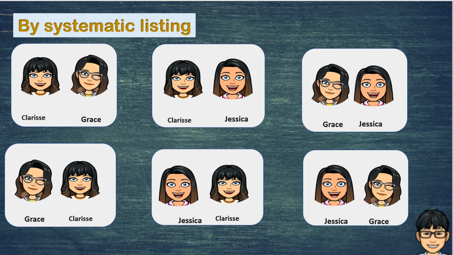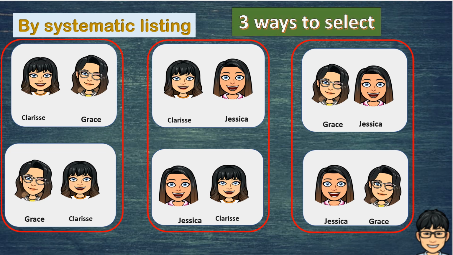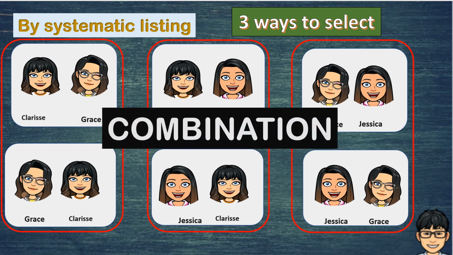But since tayo ay pipili lang ng dalawa, order of arrangement does not matter anymore. So these 2 arrangements are the same selection. Likewise, ito rin ay pareho lang. Also with this. All in all, makikita natin dito sa ating illustrations na meron lang tayong 3 ways to select. Ito ang tinatawag nating combination.